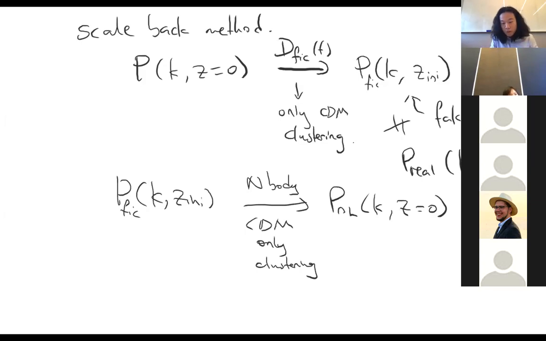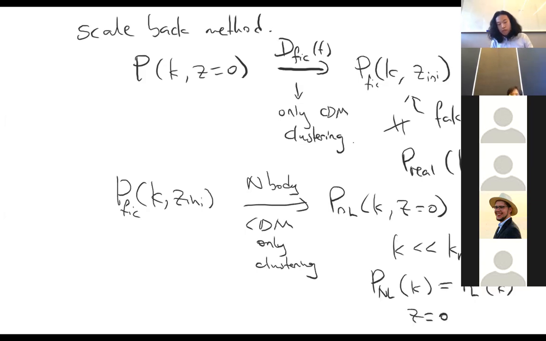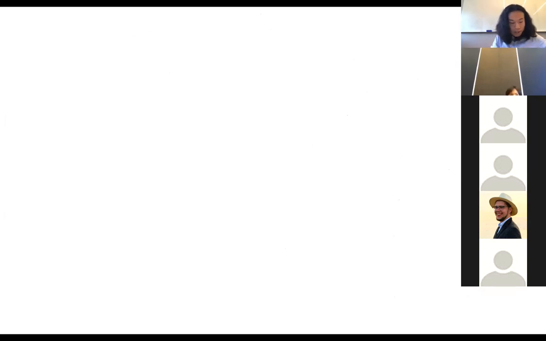So in this way, we make sure that on the linear scales, so for k a lot smaller than the nonlinear k scale, P nonlinear of k will equal P linear of k at z equals 0. So to ensure that the linear side of the physics is pinpointed down before we do the nonlinear side. Yeah, and the other method is the forward simulation.